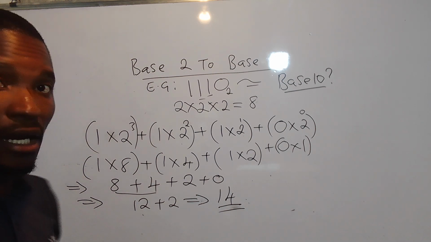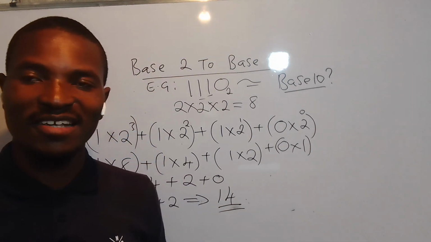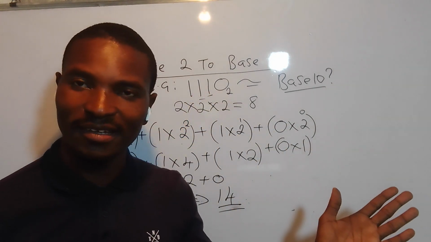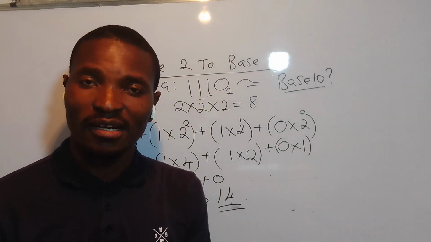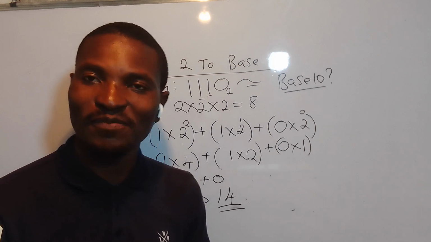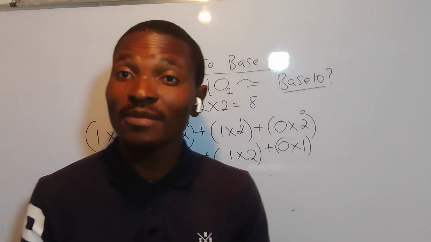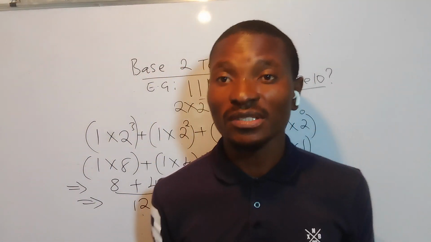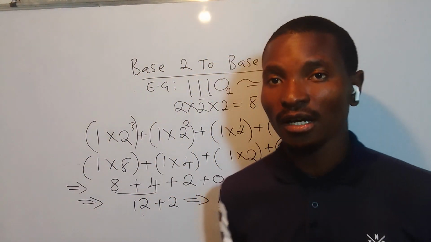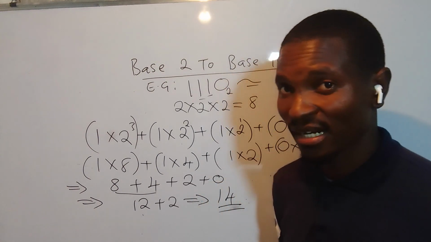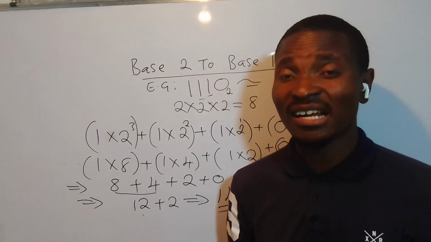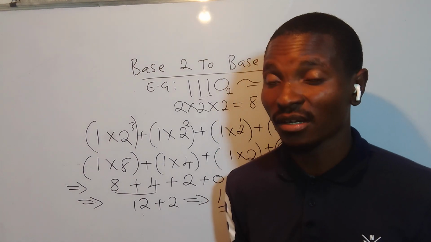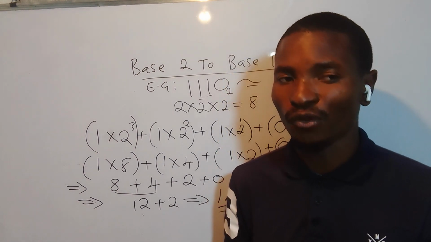Okay, so now what this simply means, guys, is that this number 110 is equivalent to 14 in base 10. Now, when the answer comes out as 14, we are so delighted, because as human beings, we understand that 14 is a number that we know, and we are able to interpret the meaning of 14.